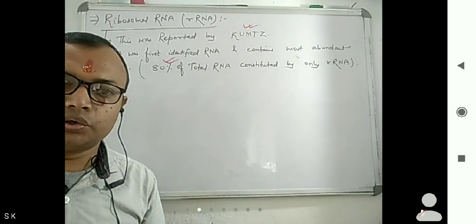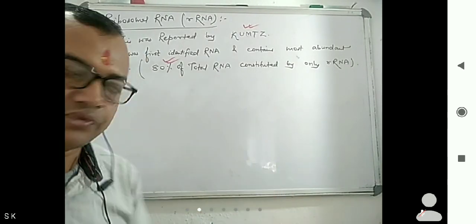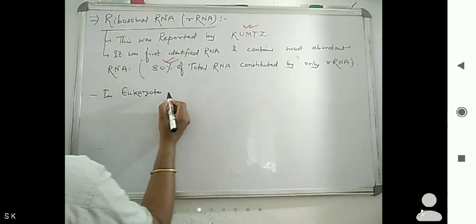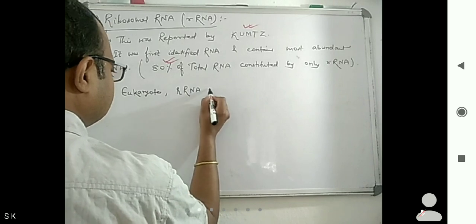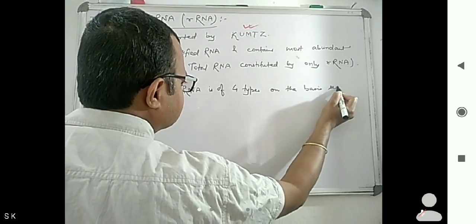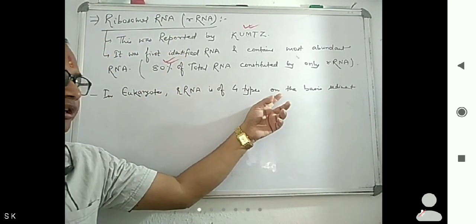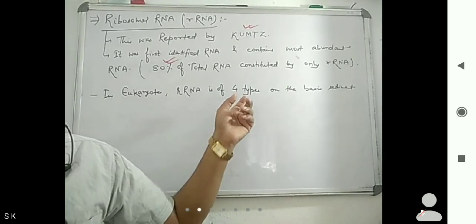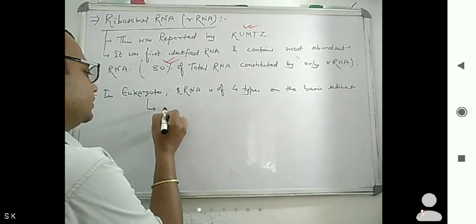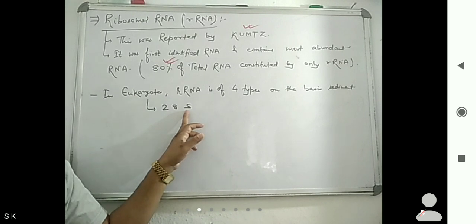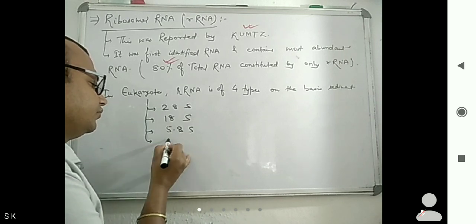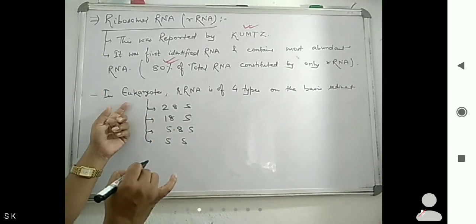Now in eukaryotes they have 4 types of rRNA. What are those? In eukaryotes, rRNA is of 4 types on the basis of sediment. Okay, so on the basis of sediment, they have 4 types. What are those? 28S, 18S, 5.8S and 5S. 28S sedimentation rate is 28, then 18S, then 5.8S and then 5S. So these 4 types of rRNA are found in eukaryotes.